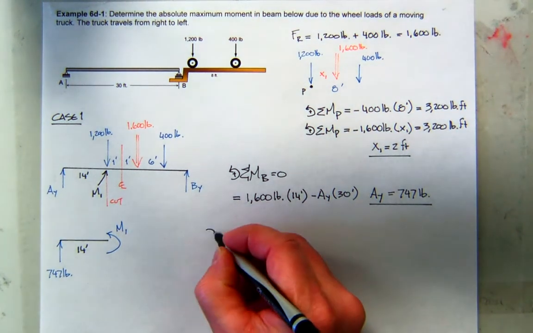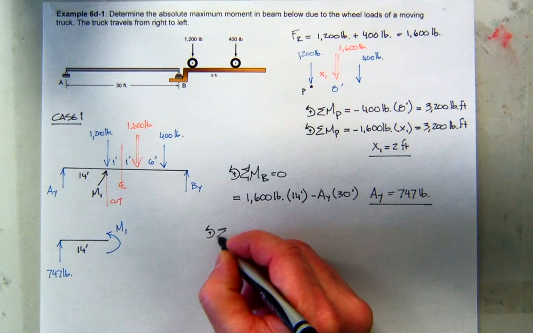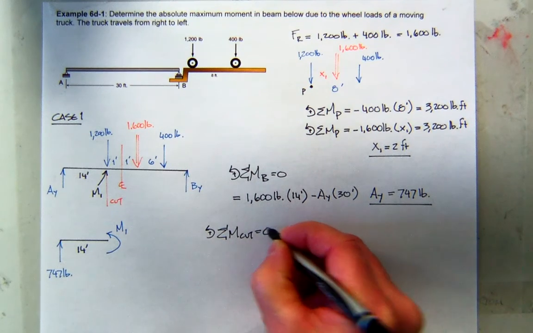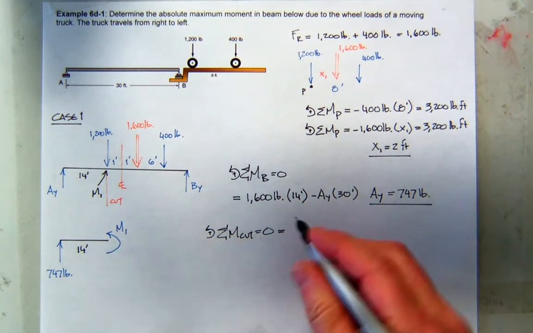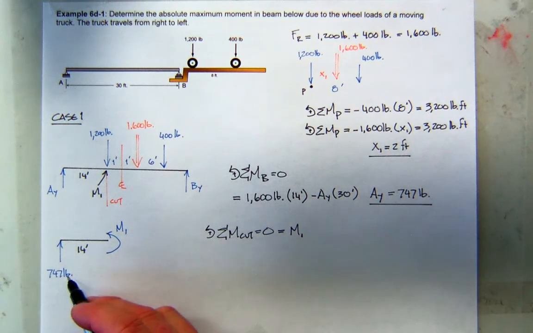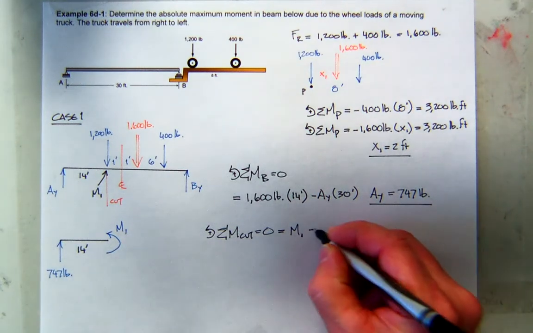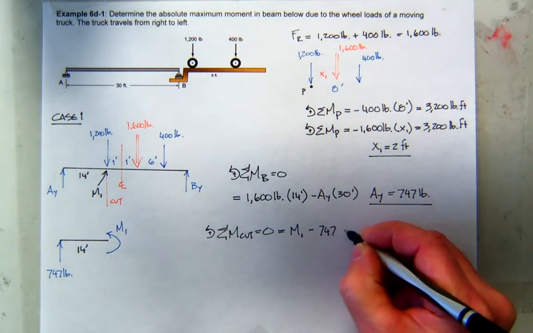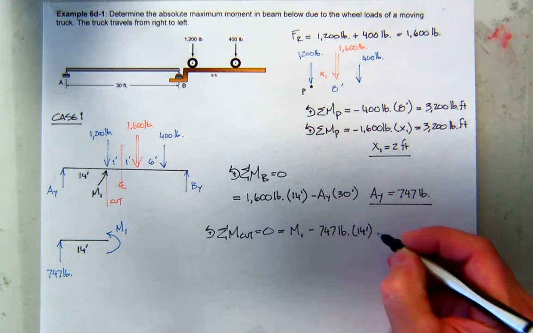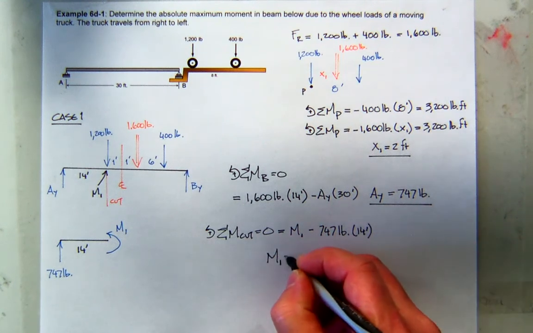Yep, just sum the moments at the cut. I've got my internal moment, which is positive. The reaction force 747 creates negative moment times a distance of 14 feet. So what's the moment there?